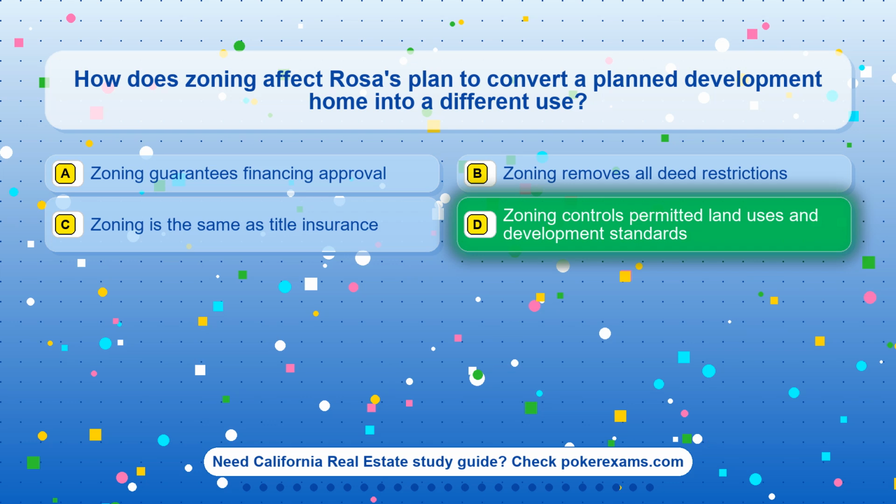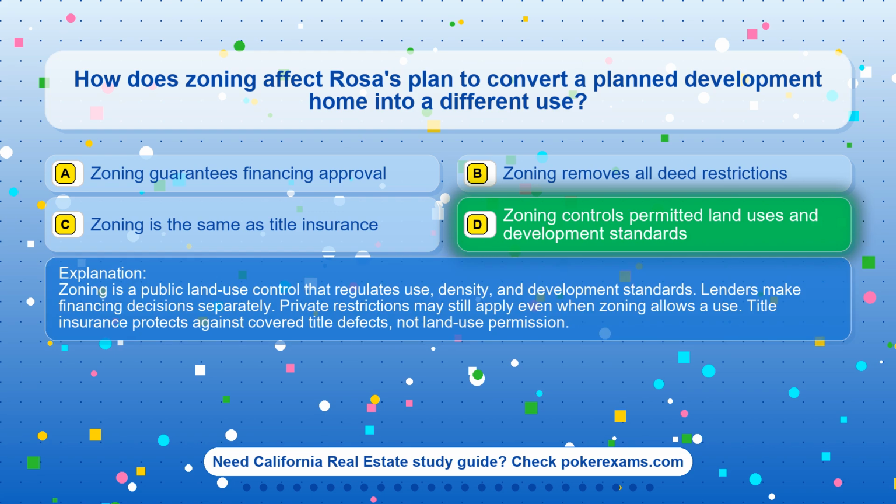The correct answer is option D. Zoning controls permitted land uses and development standards. Zoning is a public land-use control that regulates use, density, and development standards. Lenders make financing decisions separately. Private restrictions may still apply even when zoning allows a use. Title insurance protects against covered title defects, not land-use permission.